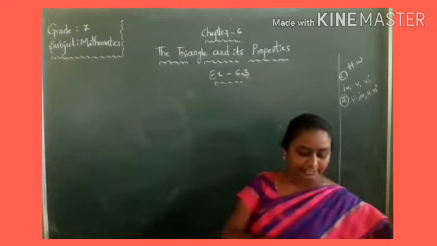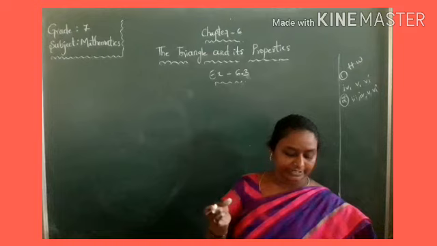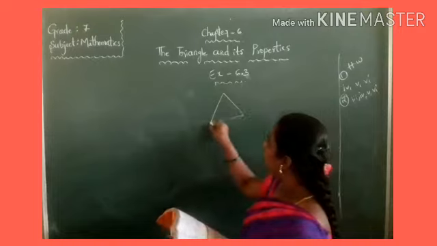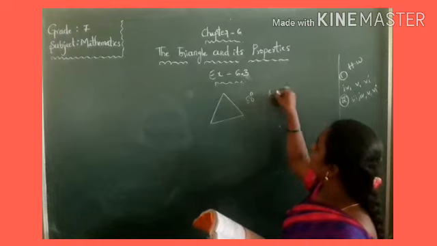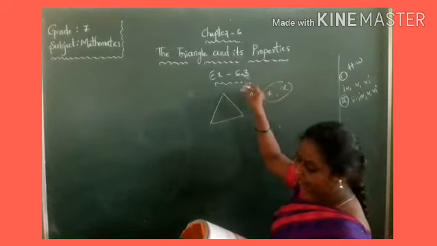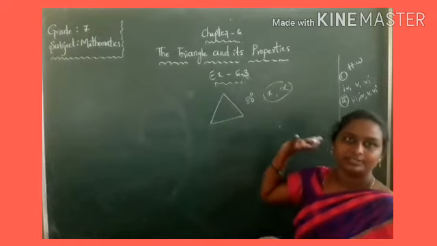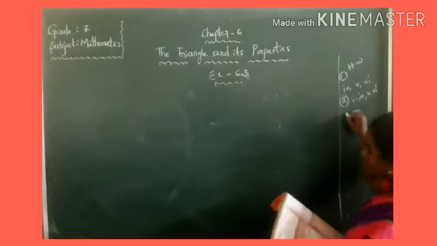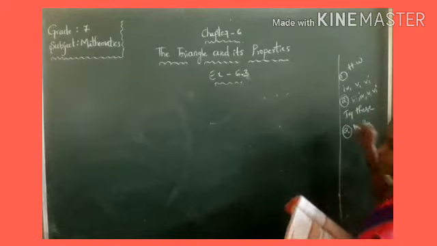Second one: one of the angles of a triangle is 80 degrees and the other two angles are equal. Find the measure of each of the angles. In a triangle, one angle is 80 degrees given. The remaining two angles are equal. So you don't know the two angles, but they are equal. Find these angles. You have to do this one also yourself. You have homework. Try questions number 1 and 2 also.